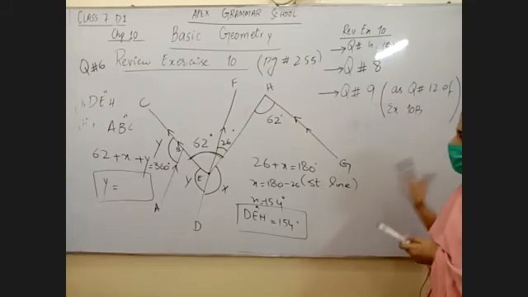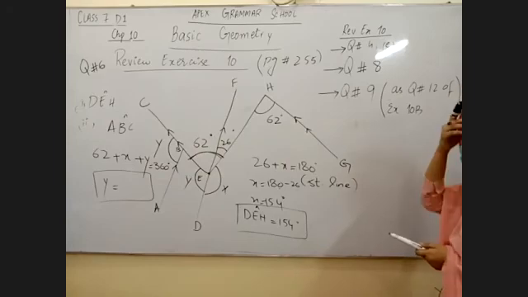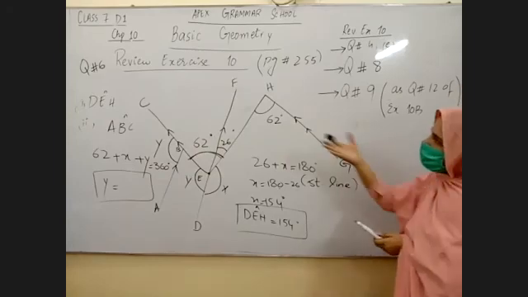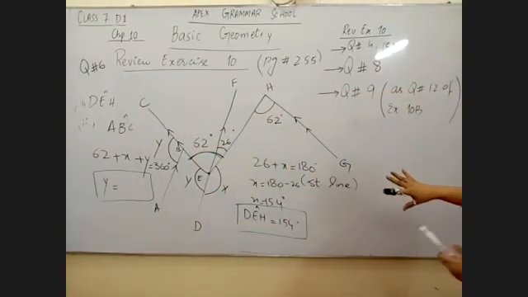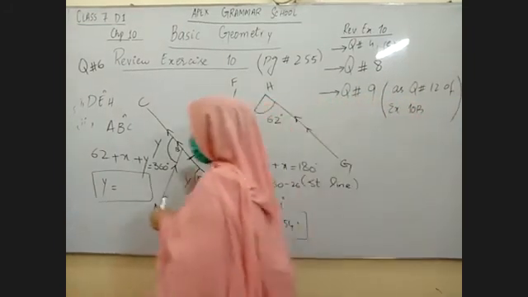I will try in the next class to complete question number 7, which is missing now. I have completed question number 6. Question number 7 is still missing, so I'll try to do that in the next class. So this is your homework for today's class.